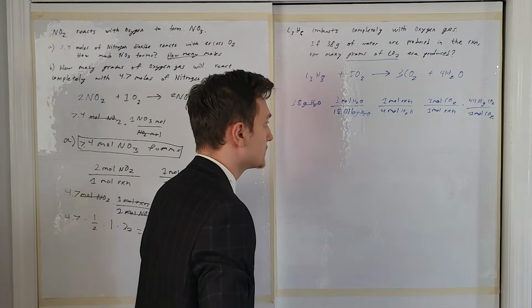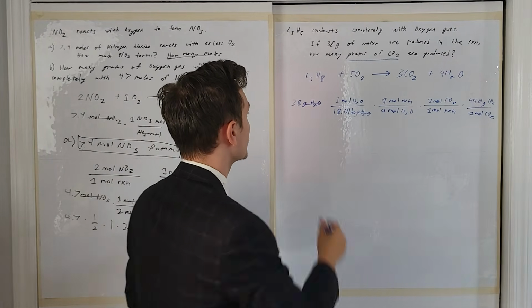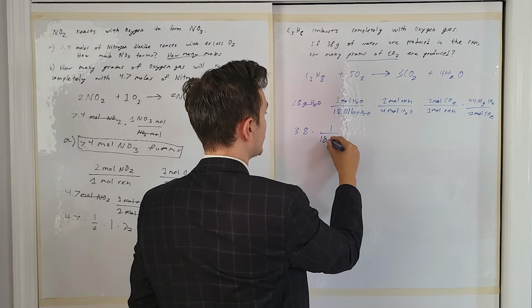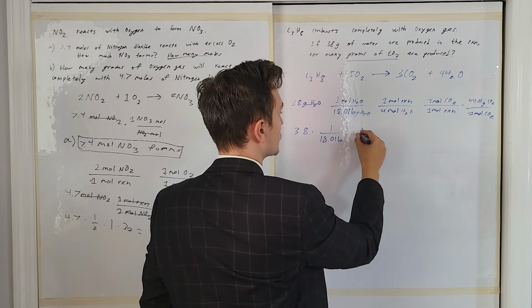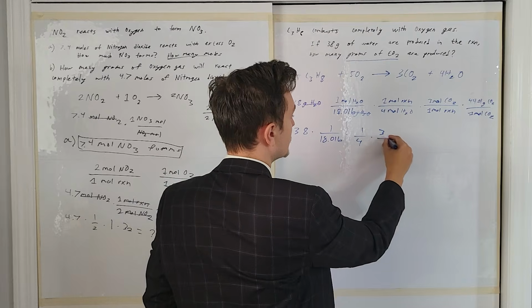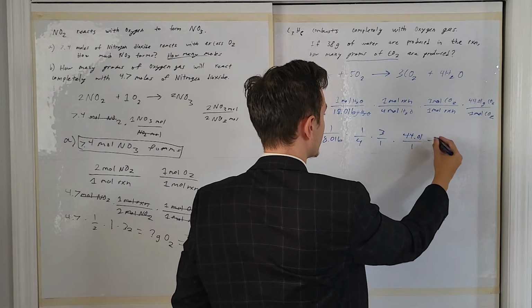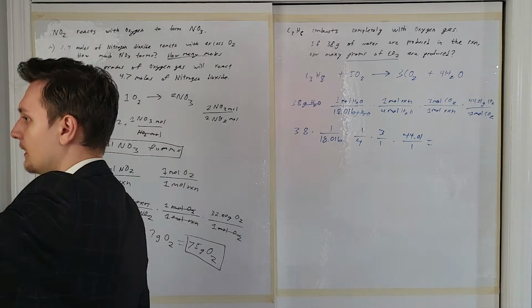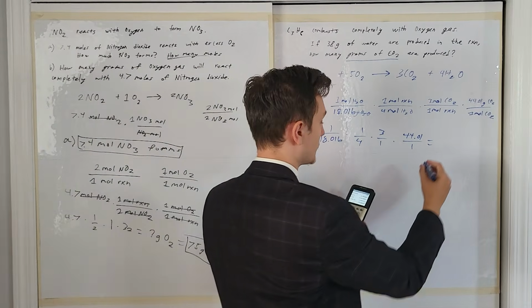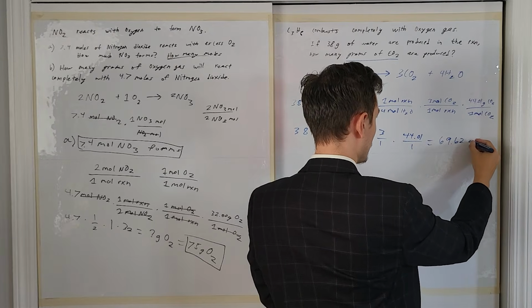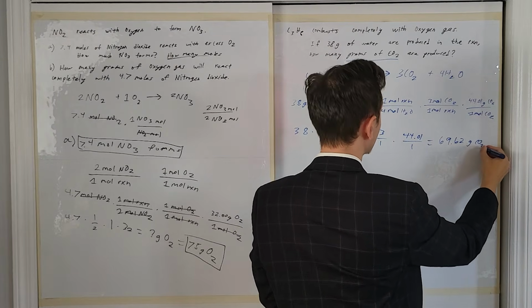And now all I need to do is do the multiplication. I got 38 times 1 over 18.016 times 1 over 4 times 3 over 1 times 44.01 over 1. I just need to plug this into my calculator and do the math out. And I'm going to get 69.62 grams of CO2.